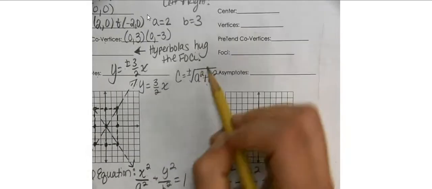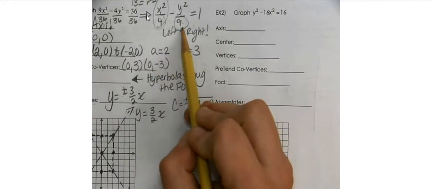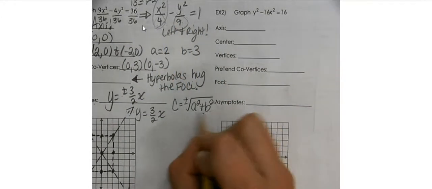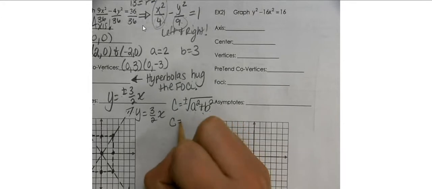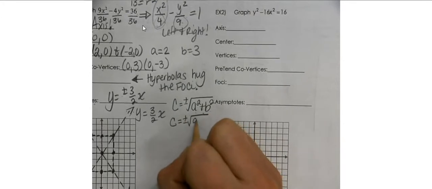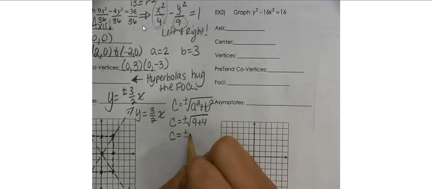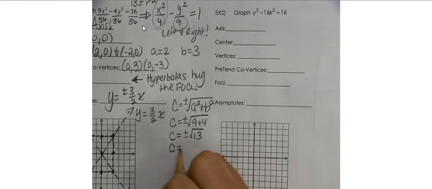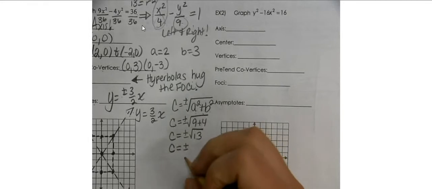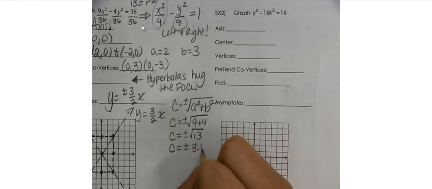So the nice thing here is that it doesn't matter which one you put first. We can put 4 plus 9 or 9 plus 4. It doesn't matter. We're adding, and that's kind of nice. So c is equal to plus or minus the square root of 9 plus 4. And 9 plus 4, that's the square root of 13. And it's always easier to graph decimals, and the square root of 13 is 3.6.